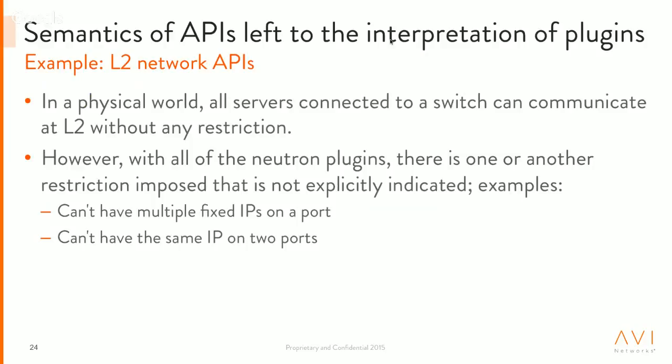Okay, so the rest of it is somewhat of a mix of implementation, and it's mostly about the semantics of APIs. As I was saying, the semantics of a lot of APIs are left to the interpretation of plugins. In the case of L2 network APIs, in the physical world, if two machines are plugged into one switch, you can do lots of different things. But in OpenStack, different Neutron plugins have different kinds of behavior depending on what settings are used. That also poses a lot of restrictions. In some cases, we have seen that they don't allow multiple fixed IPs on a port, or you can't have the same IP on multiple ports.